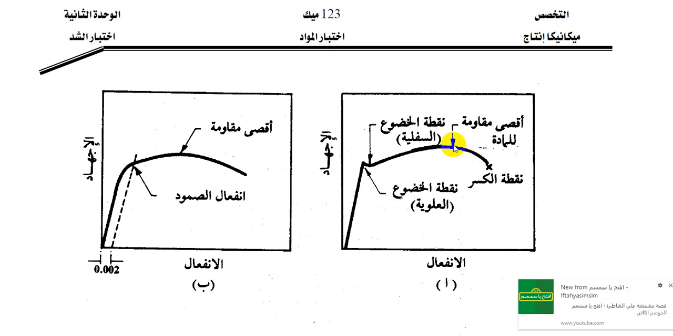The UTS, the ultimate tensile stress of the material used, for ductile materials such as mild steel or any other ductile materials, will lie right here at the top peak of the curve, as you can see.